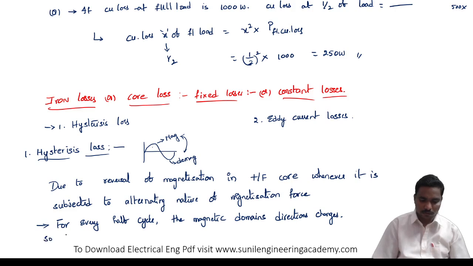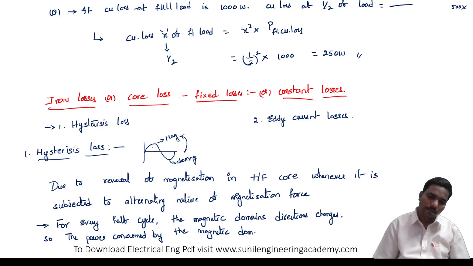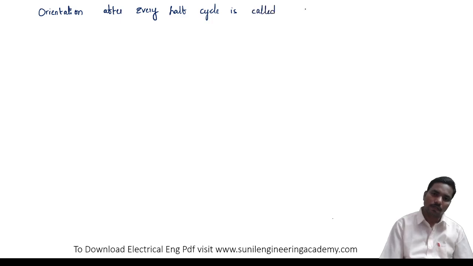So the power consumed by the magnetic domains to change their orientation after every half cycle is called hysteresis loss. Hysteresis loss.